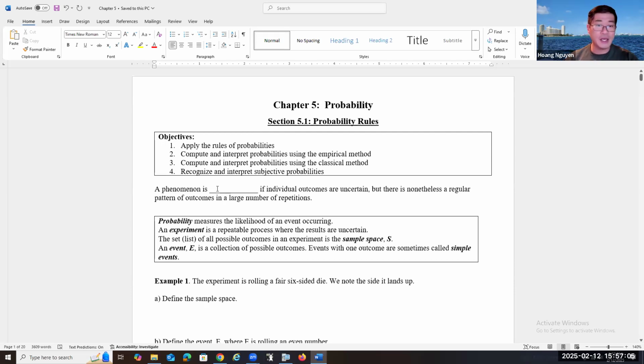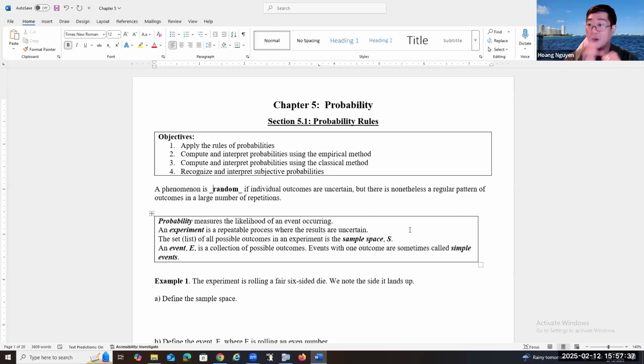A phenomenon is random if the individual outcomes are uncertain, but there is nonetheless a regular pattern of outcomes in a large number of repetitions. That's the definition of random.